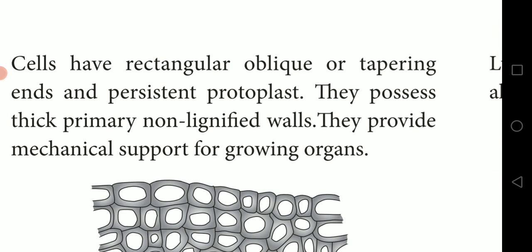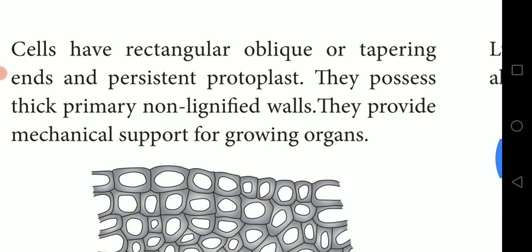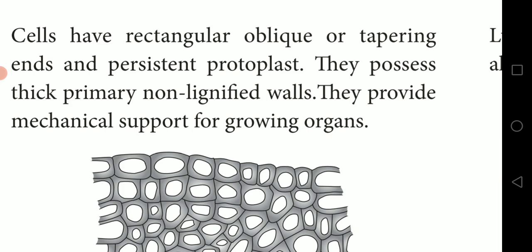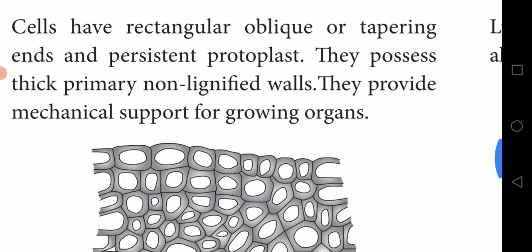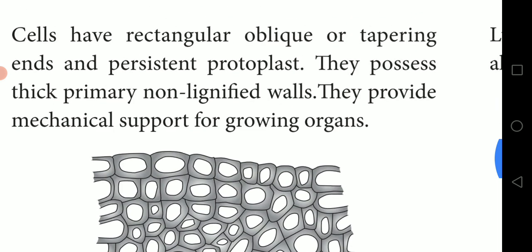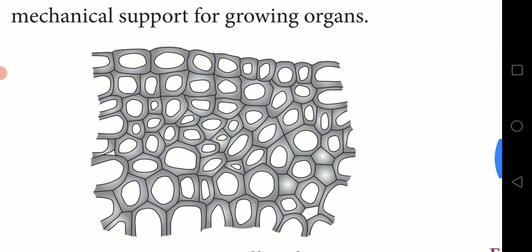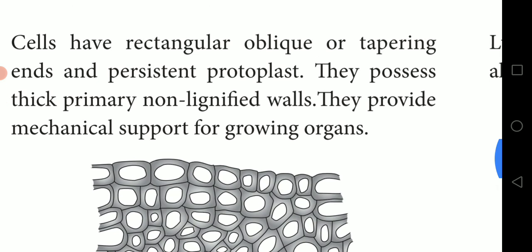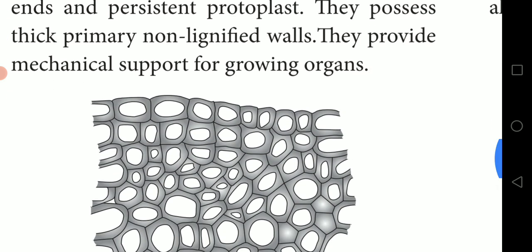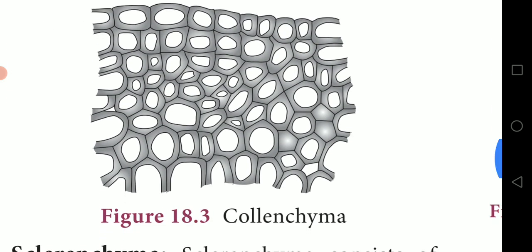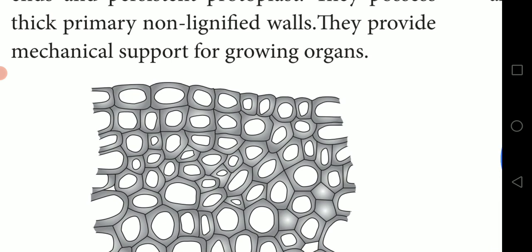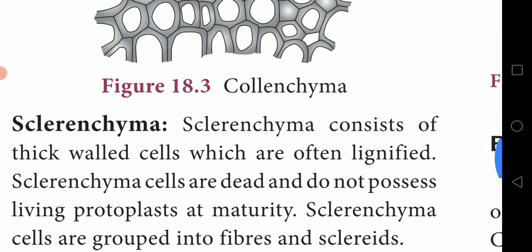Here, there is a word called lignified. Lignified means becoming woody or rigid. Non-lignified means they do not become woody structures. They provide mechanical support for growing organs. They provide mechanical support when the plant is disturbed by external stimuli or natural calamities like air cyclones. During that time, the collenchyma gives support to the growing tissues.